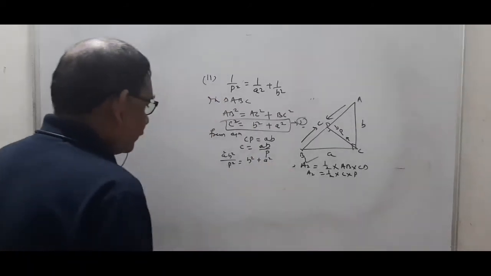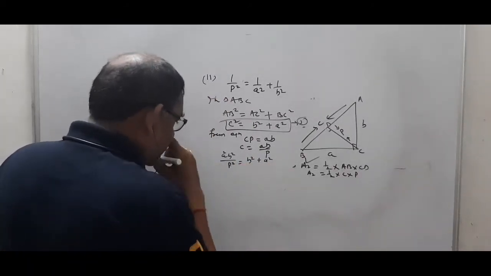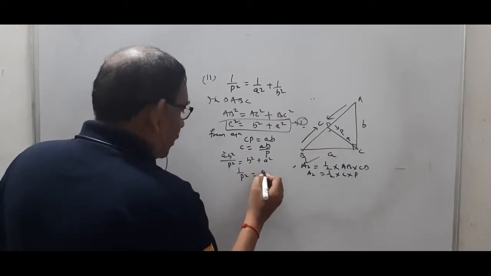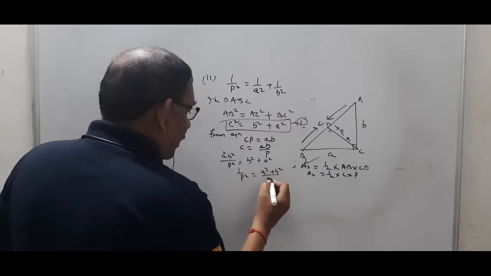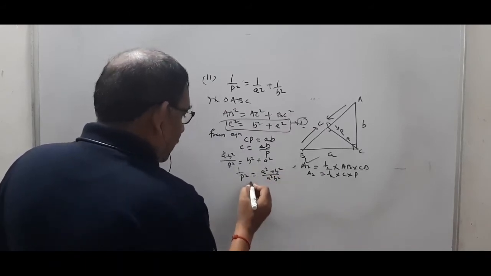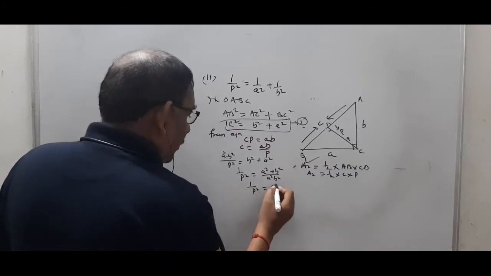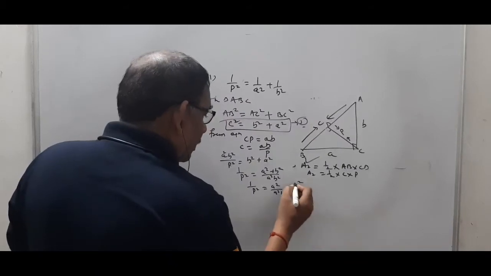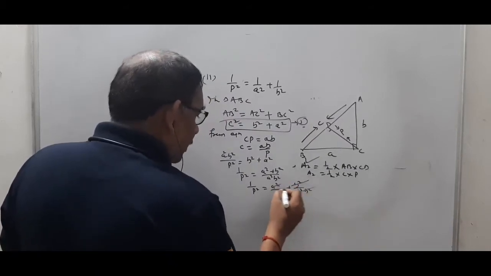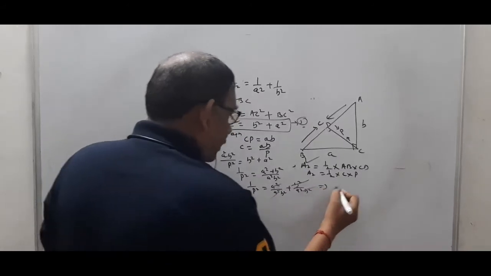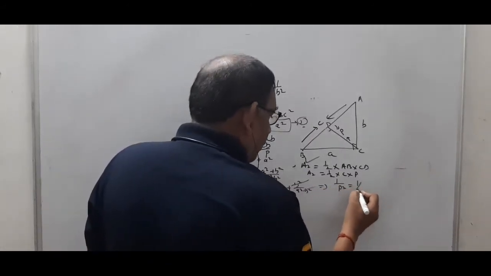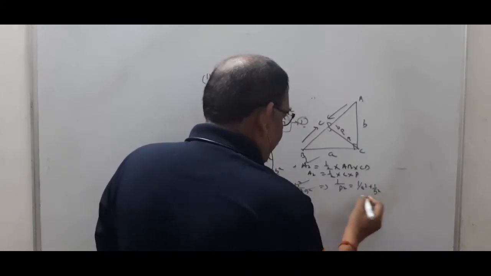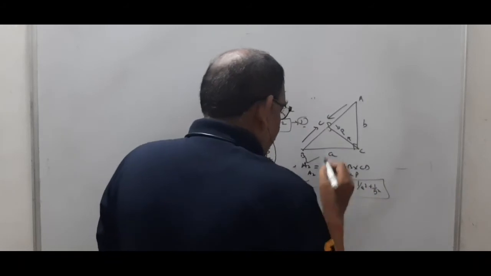Okay. Now 1 by P square equals A square plus B square by A square B square. 1 by P square equals A square by A square B square plus B square by A square B square. Cancelling the factor B square here and A square here, that implies that 1 by P square equals 1 by A square plus 1 by B square. This is your proof of the second bit.